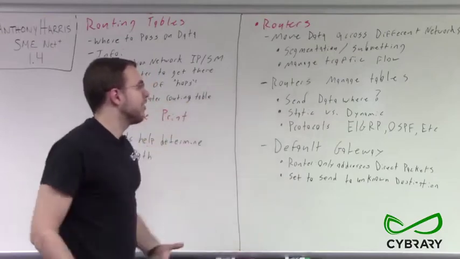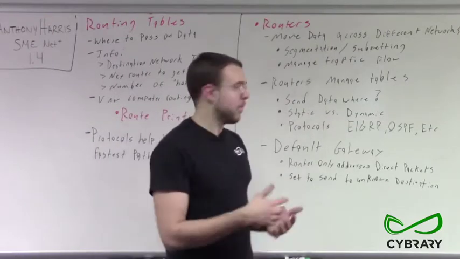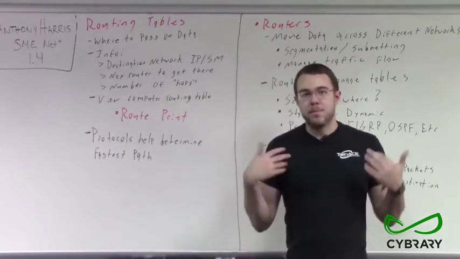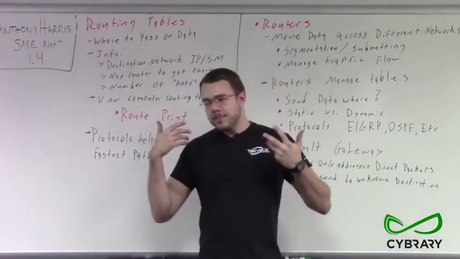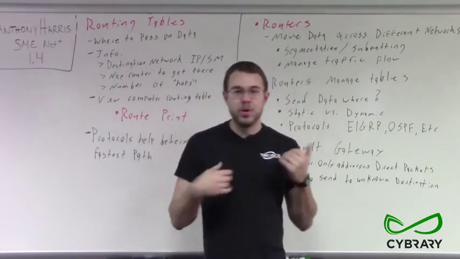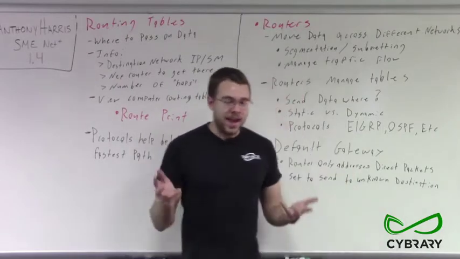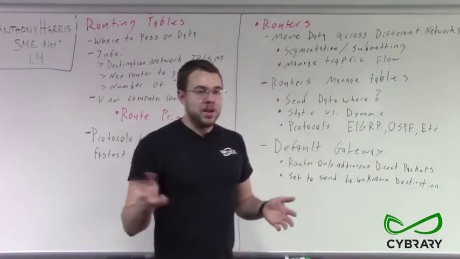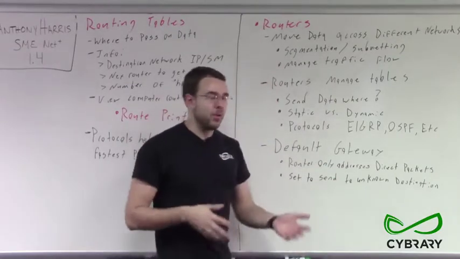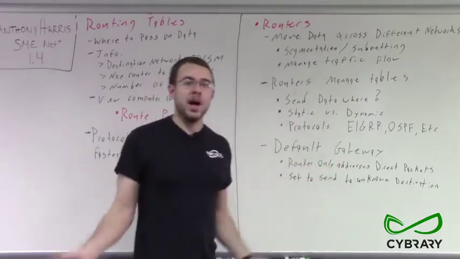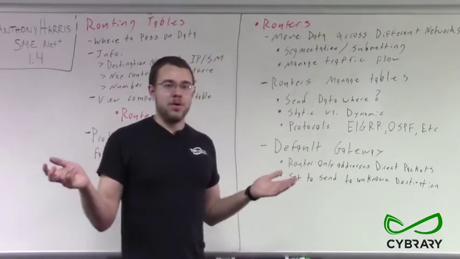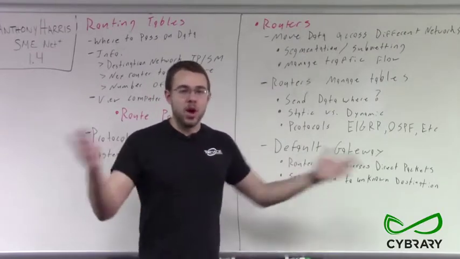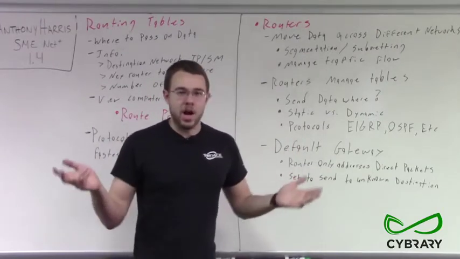Now, routers manage tables. What does that mean? Routers aren't waiters. So what do we mean by they manage tables? Well, in order for a router to know where to go next, it has to have some sort of table that tells it where to send data. If we just send a packet to our router that says, I want to go to google.com, how does our router know where that is? How does our router know where it needs to go to ask what google.com is?